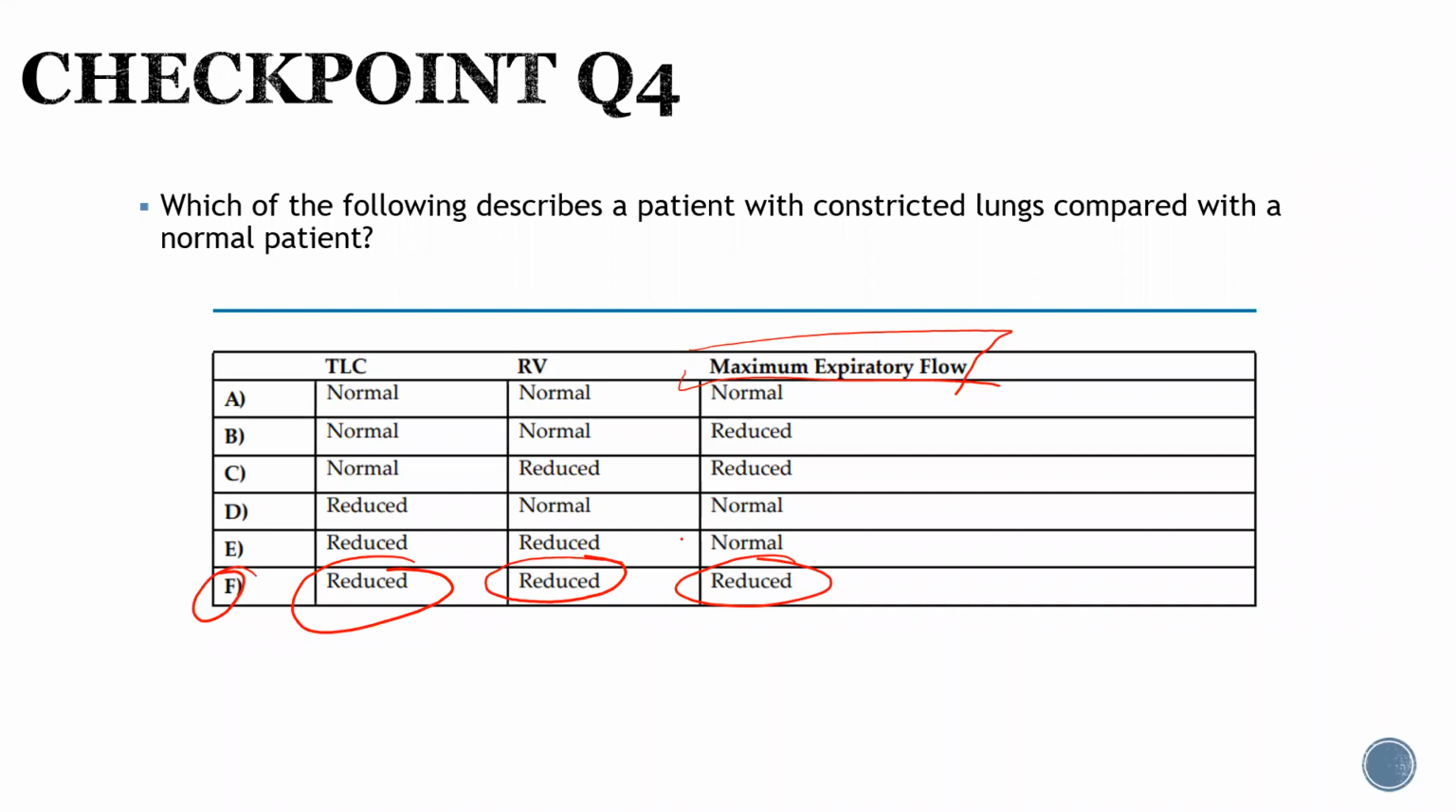Yeah, repeat it again, please. All right, do you understand why the total lung capacity is reduced? Yes, the problem is in the maximum expiratory flow. Break it down, piece by piece, okay? Maximum expiratory flow: the flow of air that is expired. Got it?